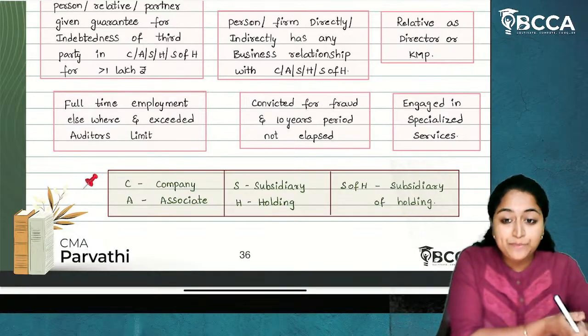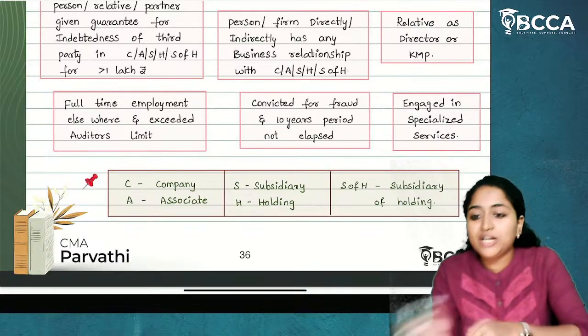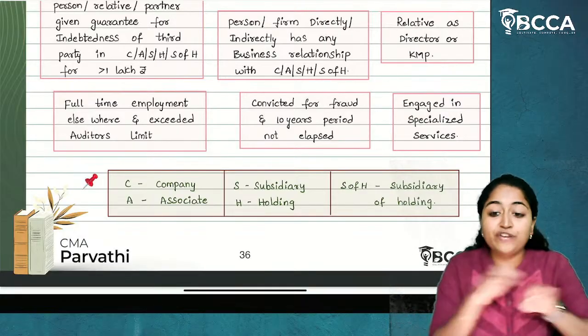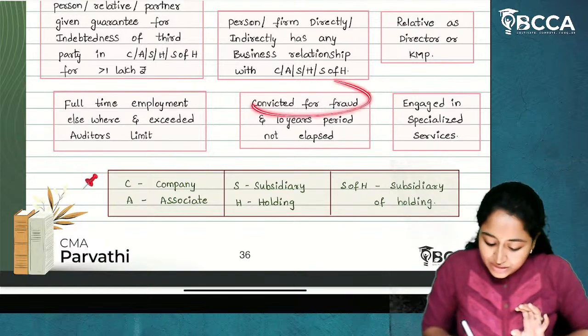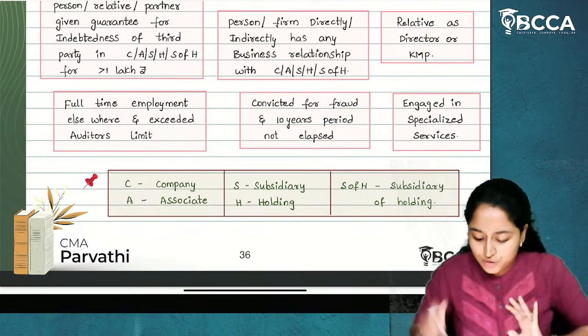If he is imprisoned and the imprisonment term is for 10 years, right after release, will he be appointed? No. After getting released, after being free from imprisonment, 10 years should elapse. Convicted for fraud and the 10-year period has not elapsed. After 10 years, he can be appointed as a cost auditor.